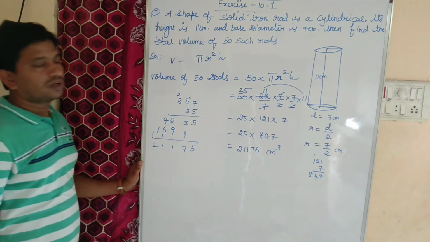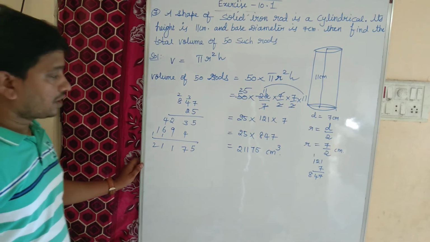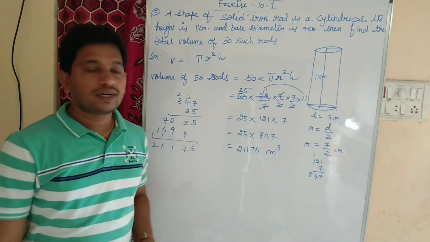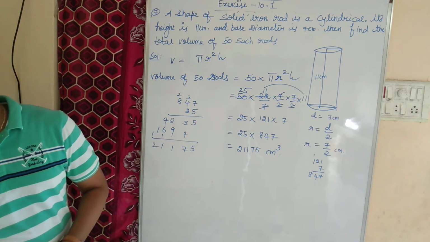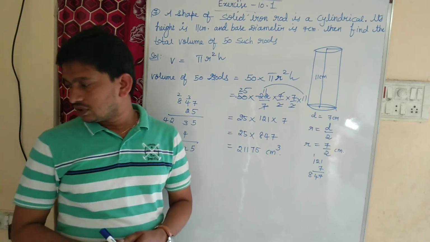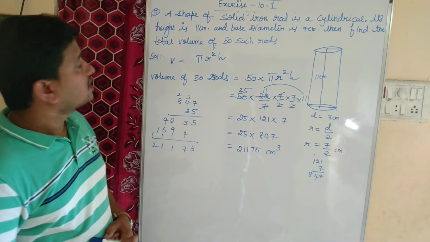What is the volume? The units for volume is centimeter cube. That is equal to 21,175 centimeter cube, right? So this is our 7th question.